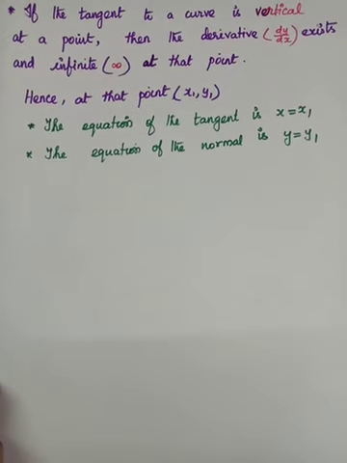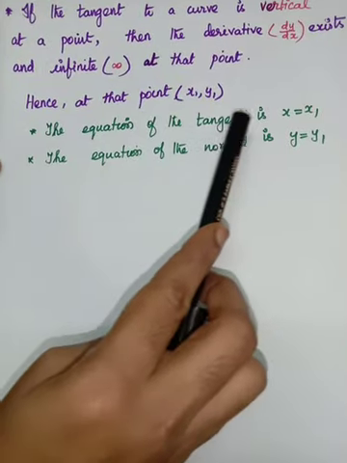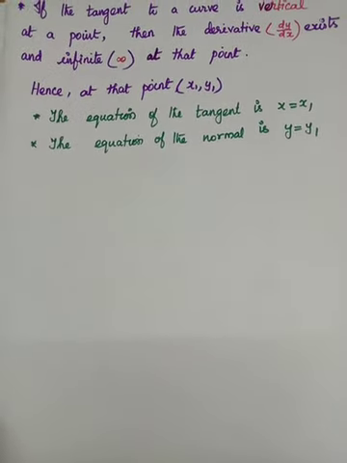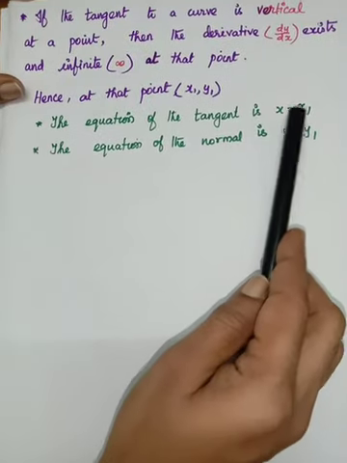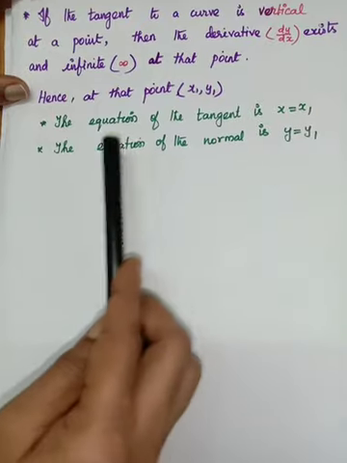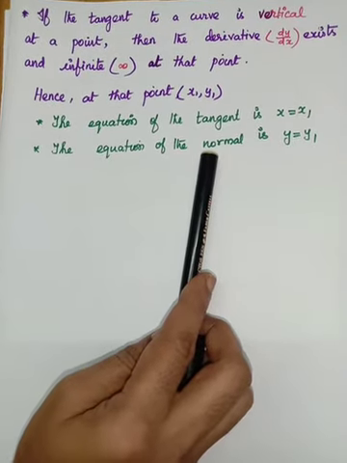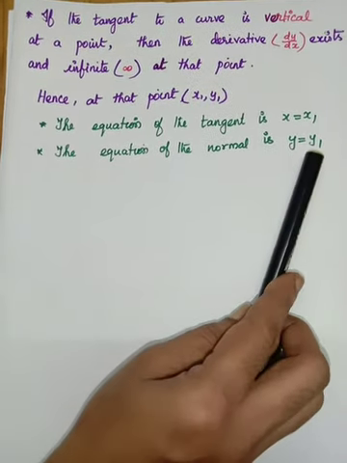So that is infinity. Okay. Then the equation of the tangent is, if the tangent is vertical, it means it is parallel to the y-axis, so whose equation is x = x1. Then how will the normal be? The normal is parallel to the x-axis, so therefore its equation is y = y1.